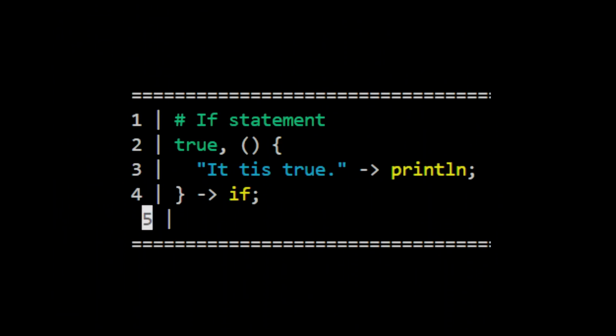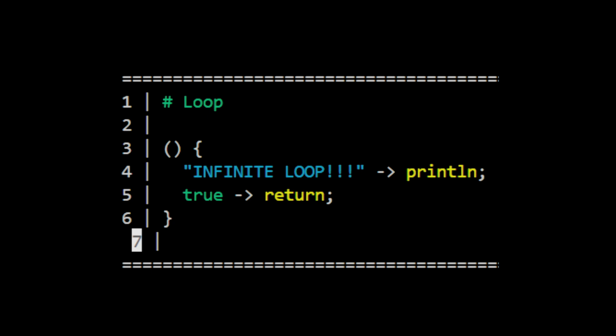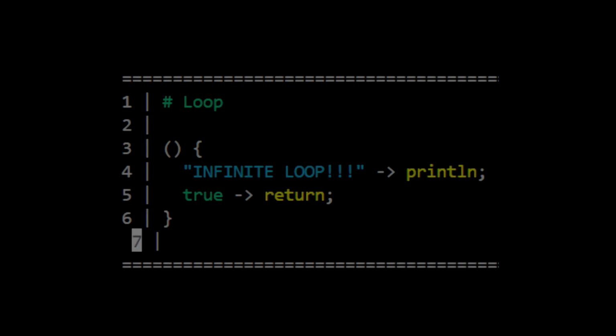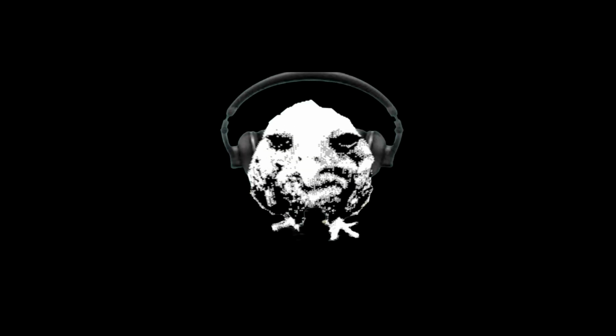The if function takes in a condition and a function. It will call the function if the condition is true. The loop function takes a function as input. It will run the function over and over as long as it returns true. The import function just takes a string and inserts the code from that file path. The return function just works like return in any other language. The py function exists because I made this in Python.